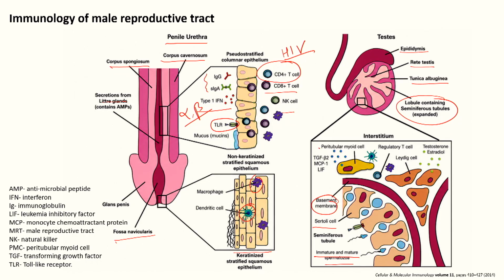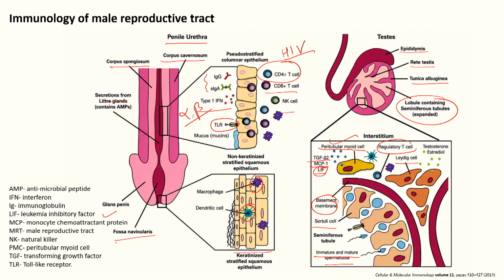Apart from that, we have peritubular myeloid cells which produce TGF-beta2, MCP1 and LIF. LIF stands for leukemia inhibitory factor. Leukemia is blood cancer. So these are very specific kinds of proteins secreted from the peritubular myeloid cells. Apart from other regulatory cells, we have the Leydig cell, which secretes the hormone testosterone, and this is secreted into the space to give functionality to the male reproductive system.